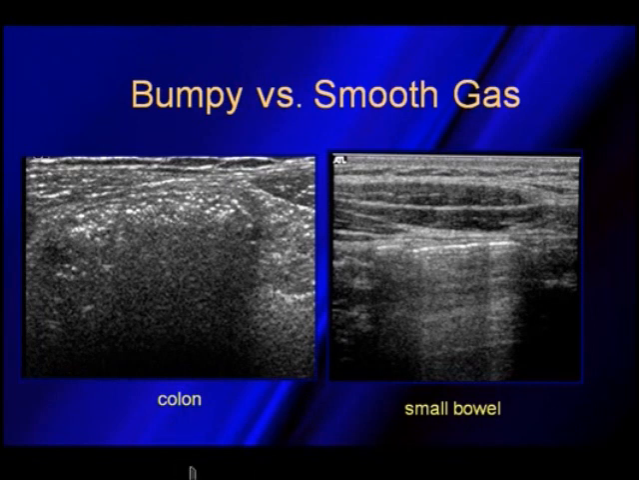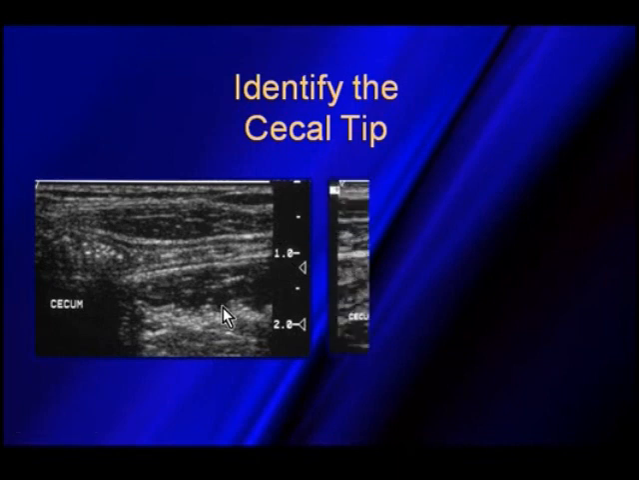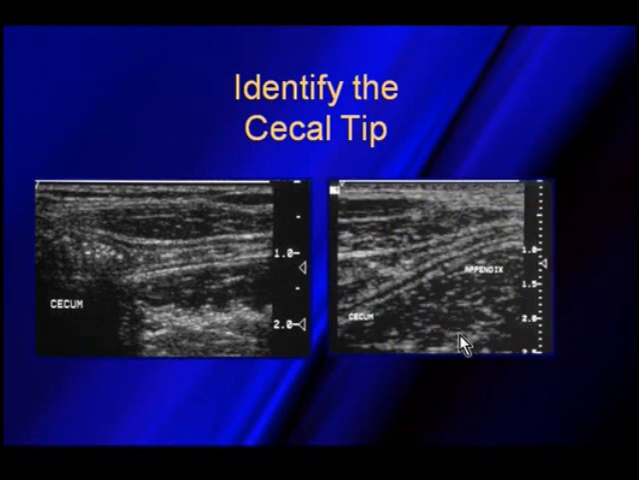What I'll start doing is scanning in a transverse plane and follow the bumpy gas all the way down until it ends. And then once it ends, we know that we're at the area of the cecal tip. So once again, I start transverse about the level of the umbilicus, or maybe a little bit lower. Scan down until you see the bumpy gas, come back up. And then what we're looking for, if you're scanning in a transverse plane, that will be long axis of the normal appendix. When you're scanning longitudinal on the patient, this will be more of a short axis view of the appendix.